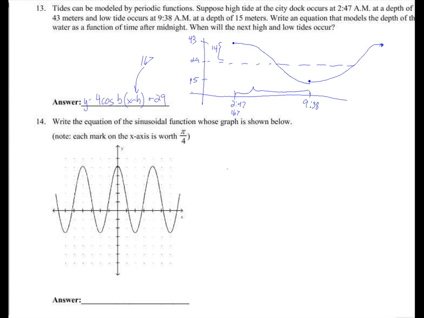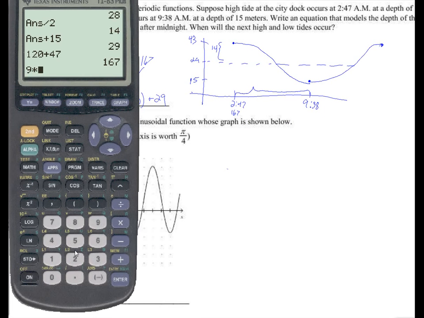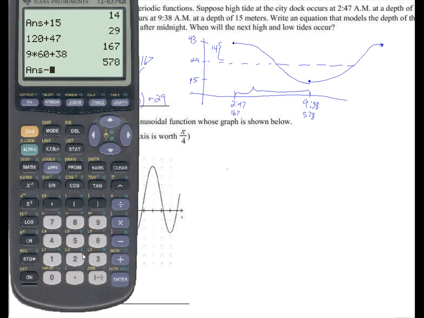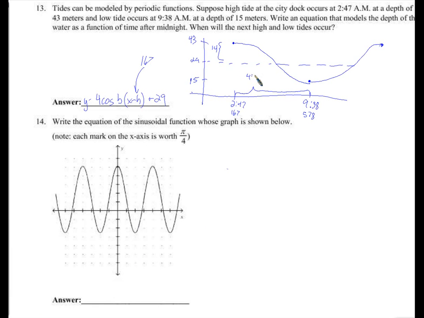9:38. How many minutes is that? That's 9 hours times 60 minutes, plus another 38 minutes. That's 578 minutes. So between those two is 411 minutes. That means from here to the next high tide is another 411 minutes, which means from the high tide to the next high tide is 822 minutes.